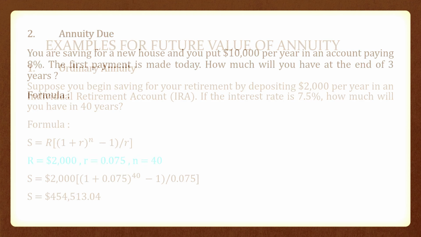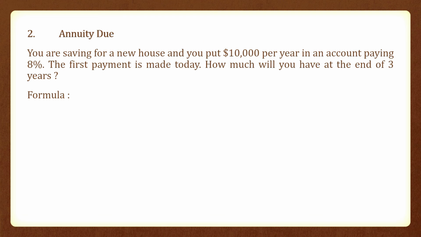We move to the next question. The question is, you are saving for a new house and you put $10,000 per year in an account paying 8%. The first payment is made today. How much will you have at the end of 3 years? The sentence the first payment is made today defines an annuity due. And the question also wants the value at the end of 3 years, which means future value.